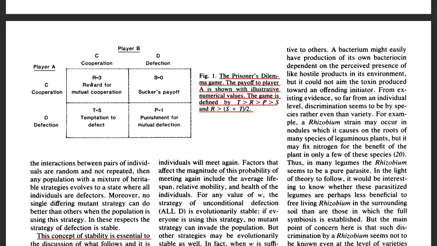What are those symbols? What are they named? In this paper, S is defined as the sucker's payoff. So these are payoffs for player A, and they are symmetric for B. You need to change accordingly.